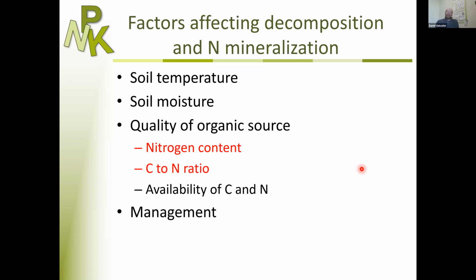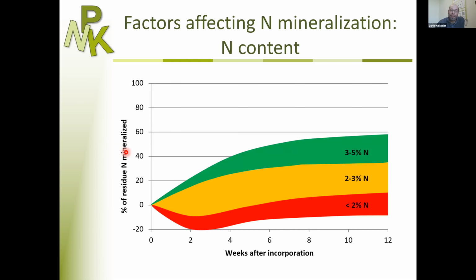Then another factor that plays a big role in how much nitrogen is mineralized from an organic source is the quality of that organic material. And one quality measure that is very important is the nitrogen content or the carbon to nitrogen ratio. Both of them are closely related. This is a graph showing how the nitrogen content of a residue in this case, but it would be very similar if we look at organic amendments, affects nitrogen mineralization.